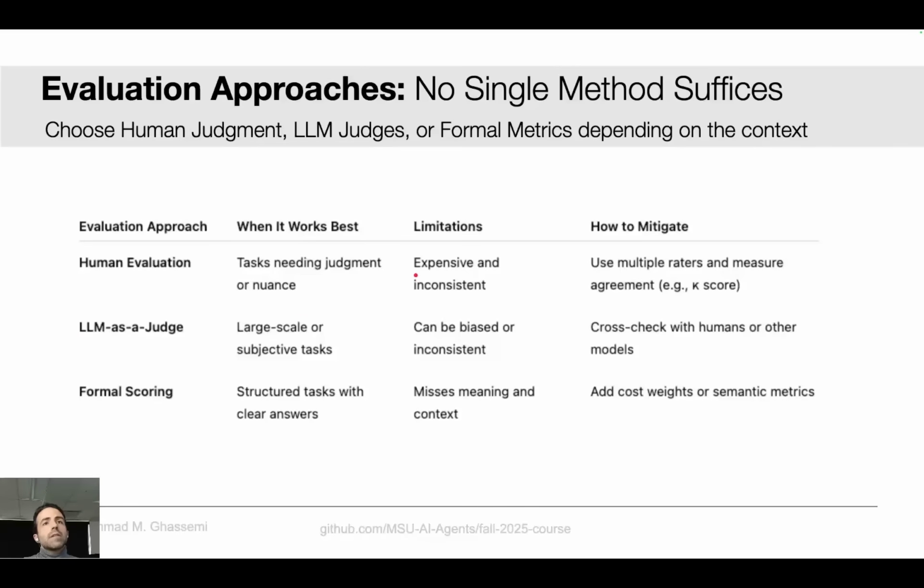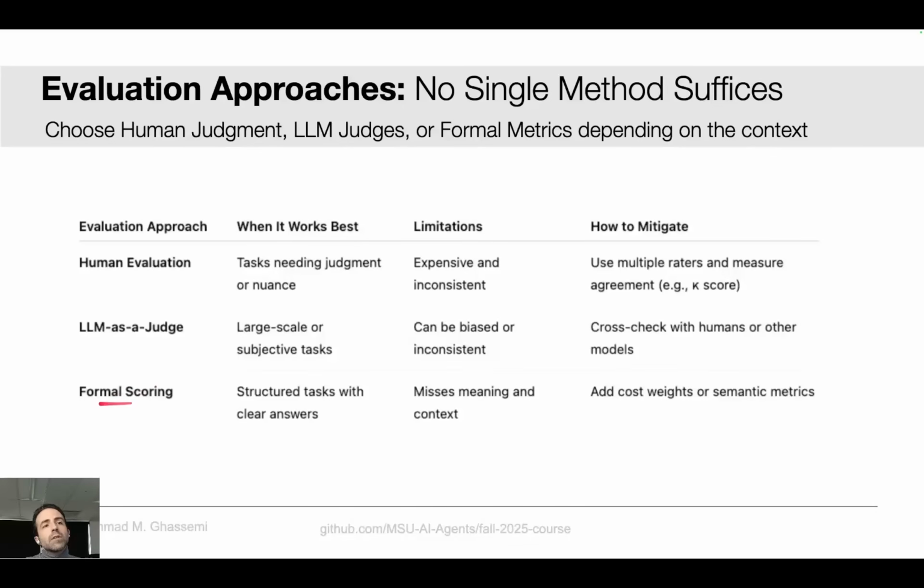The limitations, I think, of human versus an LLM judge is pretty intuitive. Human beings are expensive, and they can also be inconsistent. And then the LLM has the issue that it could be biased, right? And it can also be inconsistent.